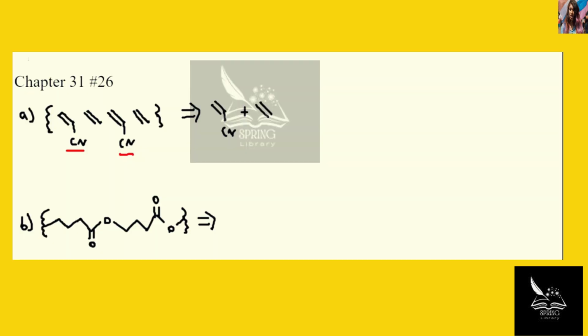So there's the answer to A. And then we can take a look at B. And with B, it's a little different. So if we were to look at this, our pieces are these pieces. And so if we want to break bonds or think about where the connections are in here, it would be this. These ester bonds are the bonds that are going to need to break.